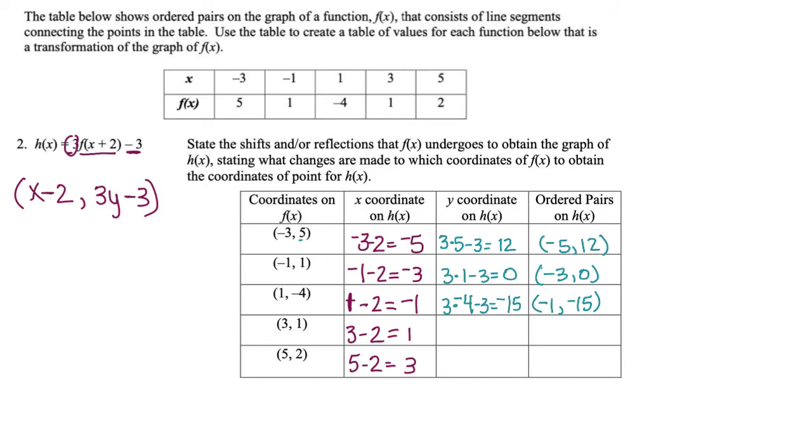Then we're going to do 3 times 1 minus 3. That's going to give us 0. So we're going to have 1, 0. And then finally, we're going to have 3 times 2 minus 3. So it's going to give us 3. So that ordered pair is 3, 3.